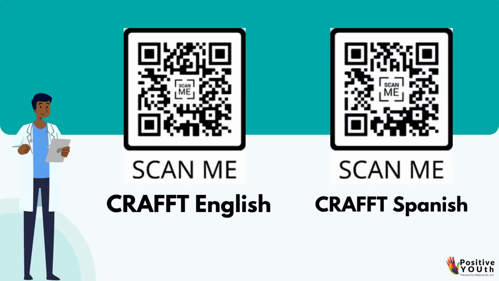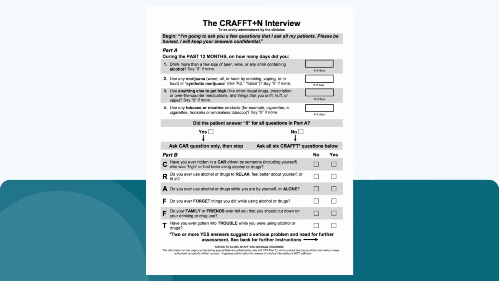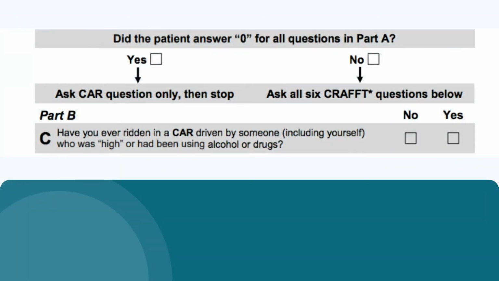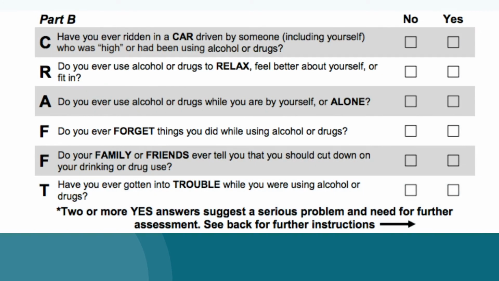If you take out your phone and scan the QR code, you can access the online tool in either English or Spanish. Let's look at the CRAFT initial screening tool in more detail. In Part A, there are 4 questions that are open-ended. During the past 12 months, on how many days did you drink any alcohol, use any marijuana, use anything else to get high, or use a vaping device containing nicotine or any tobacco products? If all 4 answers are no or a score of 0, then ask the CAR question only. A score of 1 or more, then you ask all 6 CRAFT questions.